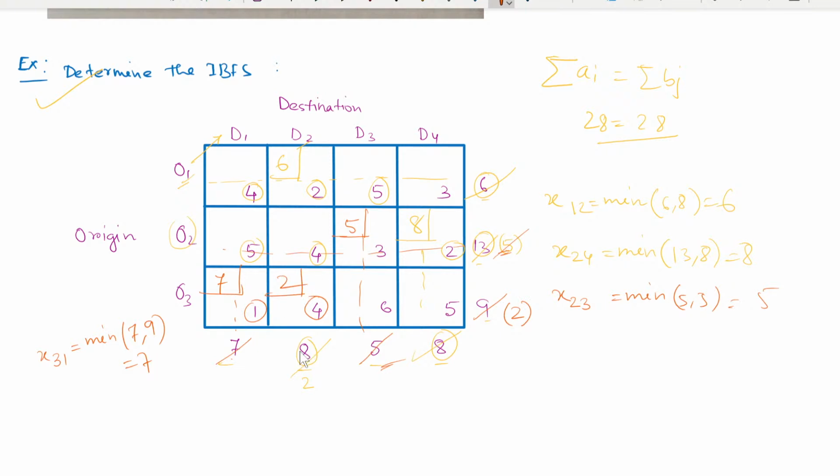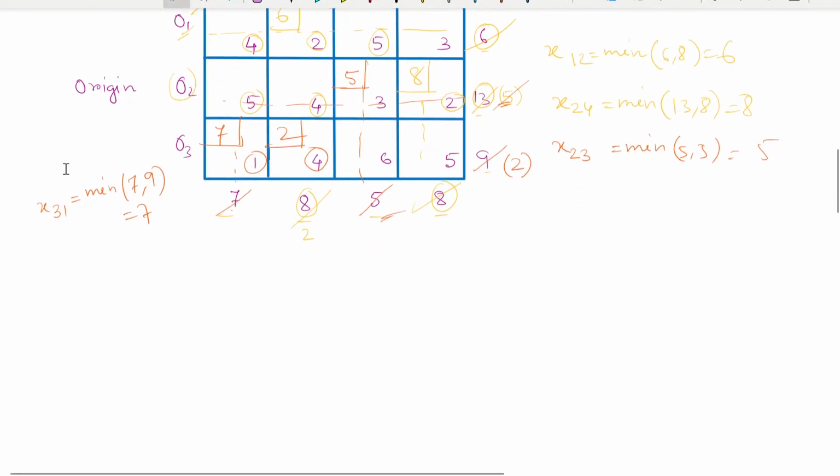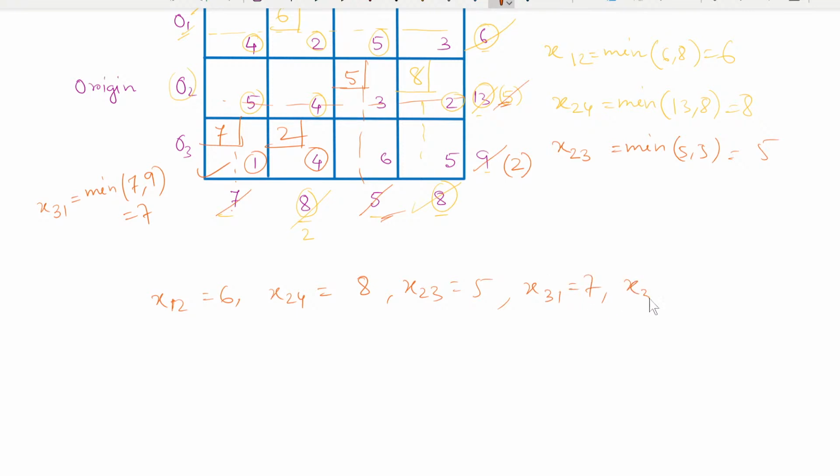So this is the answer. The allocations are x12 equal to 6. This is the optimal answer by using the row minima method. So x12 equal to 6, x24 equal to 8, then x23 equal to 5, x31 equal to 7, and x32 equal to 2.